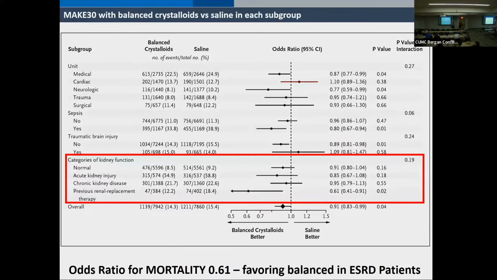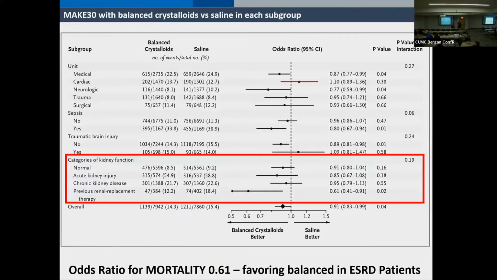Previous renal replacement. So these are dialysis patients that came to us and they got randomized based off of the month that they were in, balanced or saline. And if you got balanced here, you had a 39% reduction compared to a patient that got saline. The other thing I'll emphasize is the only way a dialysis patient can get a MAKE30 outcome is by dying. They don't get credit for doubling their creatinine and they don't get credit for new dialysis. So this is a 39% reduction in deaths. We've worked with our nephrologists to say, why is this? What is it?